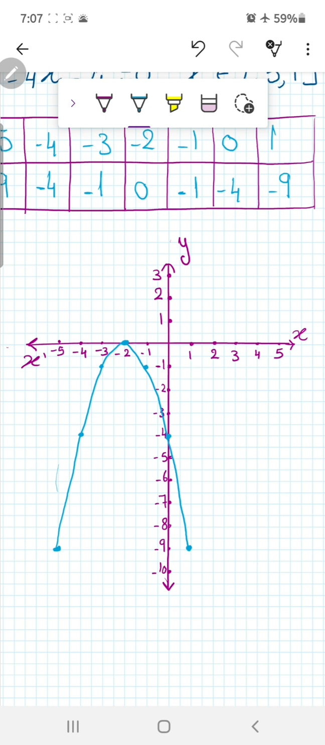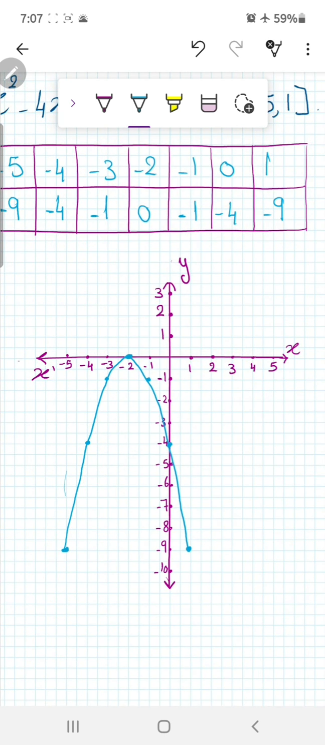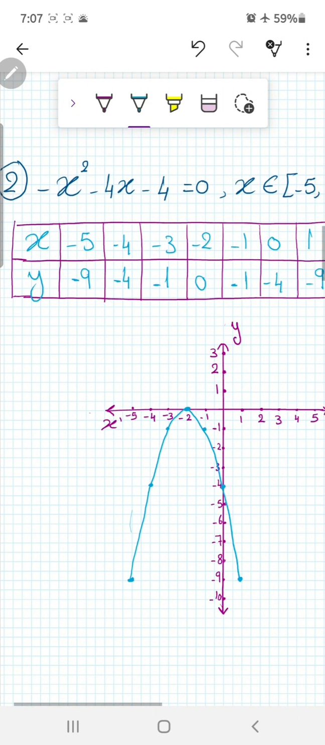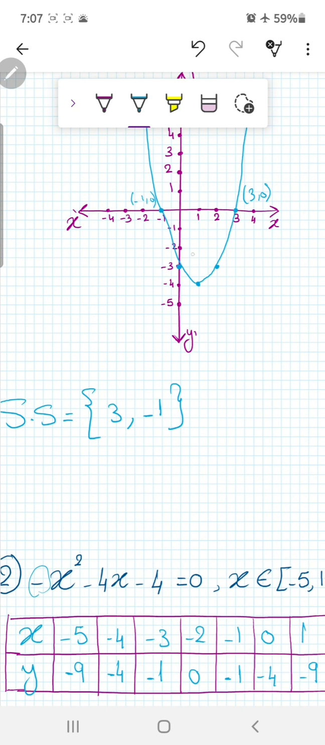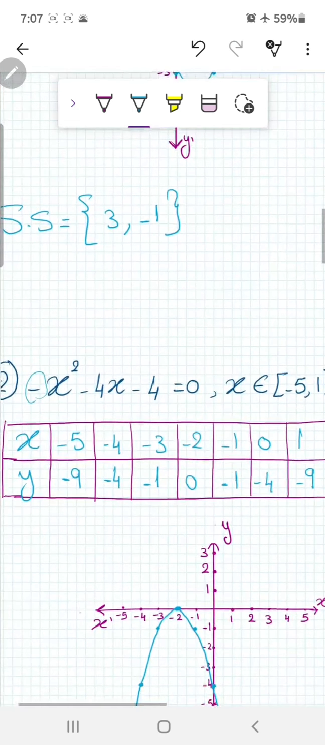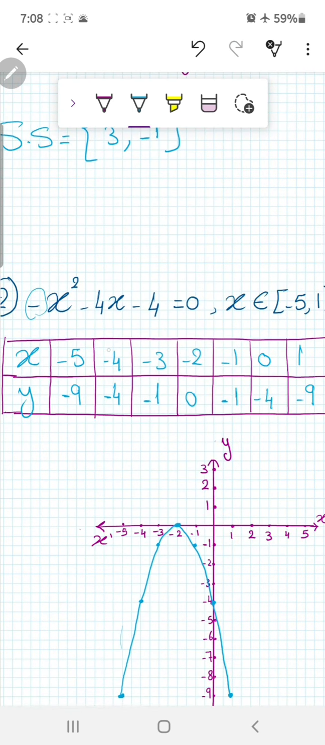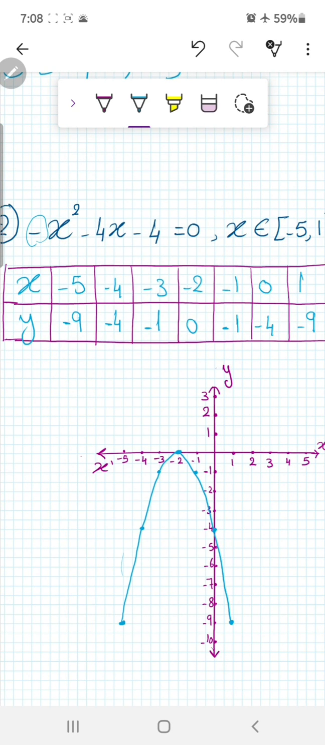What did you notice? Here the curve looks downwards. Why? Because the sign of x power 2 is negative, as we studied in the first term. If the sign of x power 2 is positive, as in the previous example, the curve looks upwards. And here, if the sign of x power 2 is negative, the curve looks downwards.